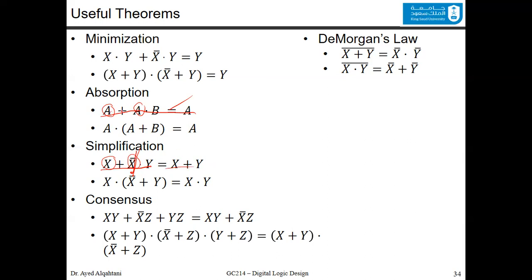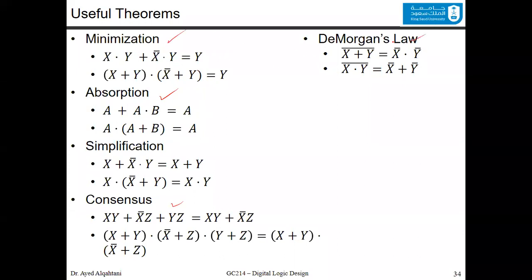If you have the same one here ANDed with another variable, you take the whole thing out, and it will be this. This is the absorption. We observe this completely. The simplification, you simplify it by taking part of it. So we proved the absorption and the consensus. This is super easy to prove.